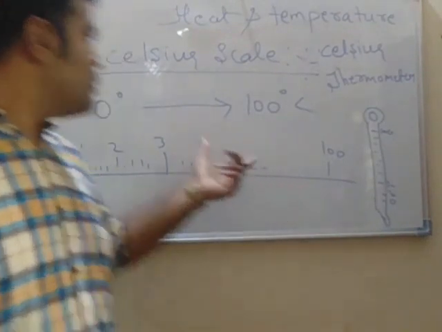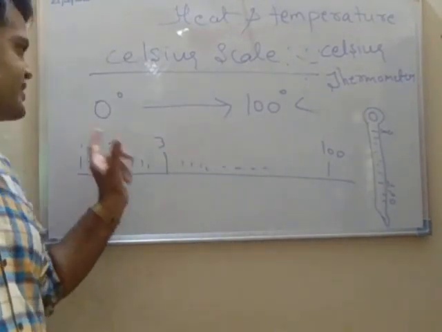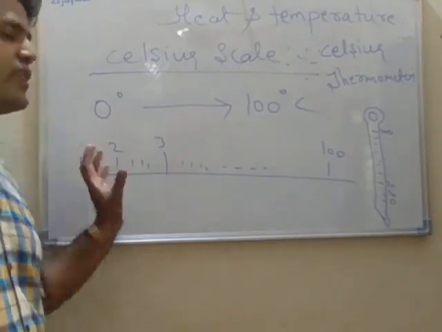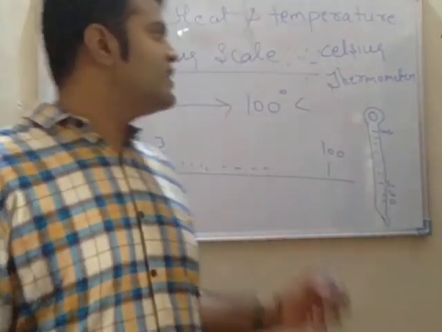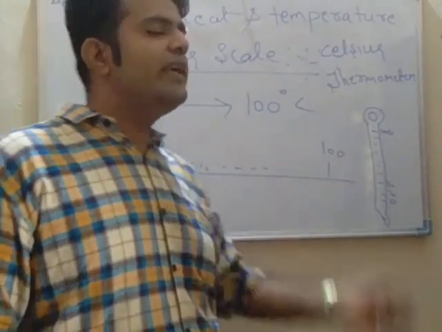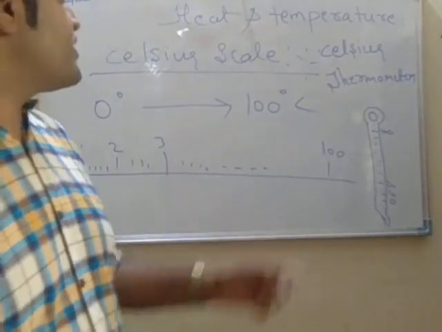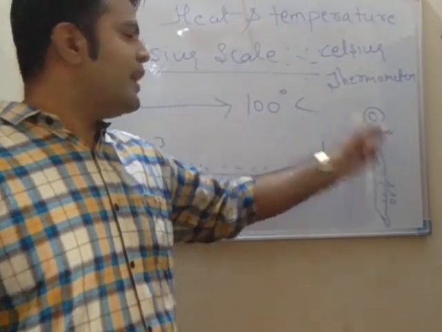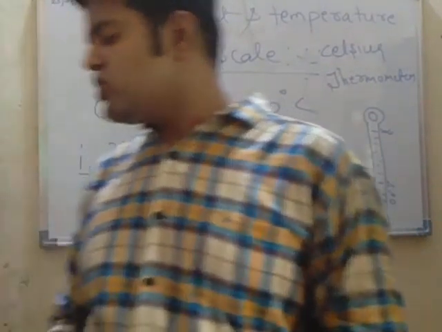Again I am repeating, what is the lowest temperature in the Celsius scale? 0 degree Celsius is the freezing point in the Celsius scale, and 100 degree Celsius is the highest temperature in the Celsius scale, and this shows that the boiling point of water is 100 degree Celsius.